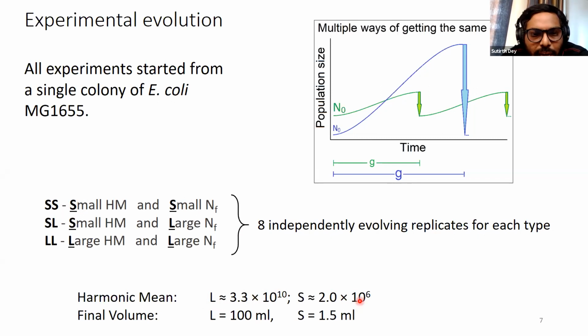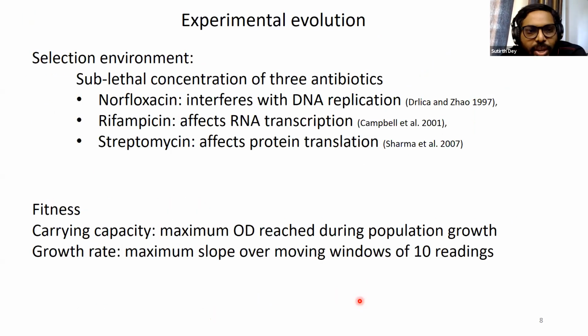So we took these 8 replicate populations, and now we needed an environment in which to evolve them. We took an environment in which we had a sublethal concentration of 3 different antibiotics: norfloxacin, rifampicin, and streptomycin. As you can see, they work very differently, so they are from very different classes. And in terms of fitness, we measured 2 things: the carrying capacity, which is the maximum OD reached during population growth, and the growth rate, which is the maximum slope over moving windows of 10 readings.